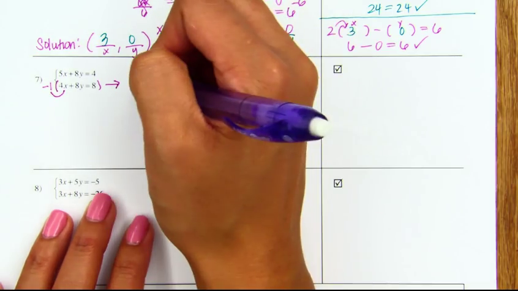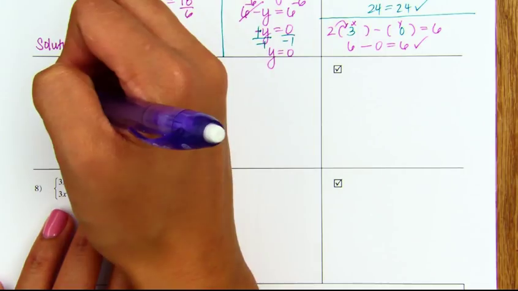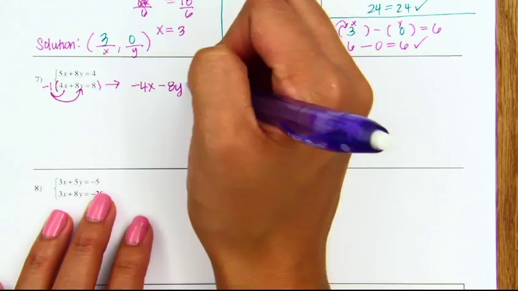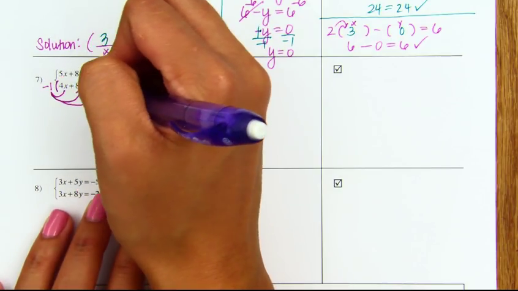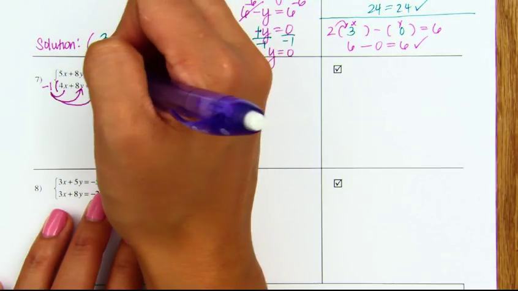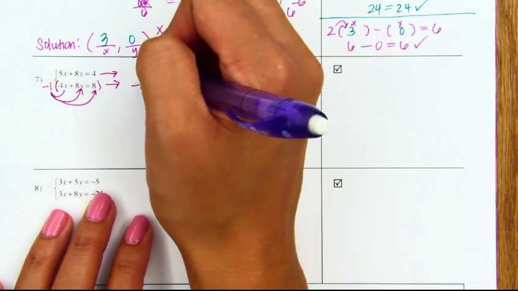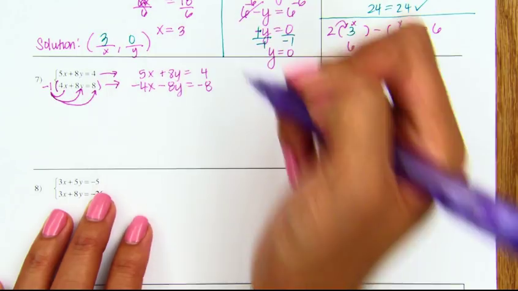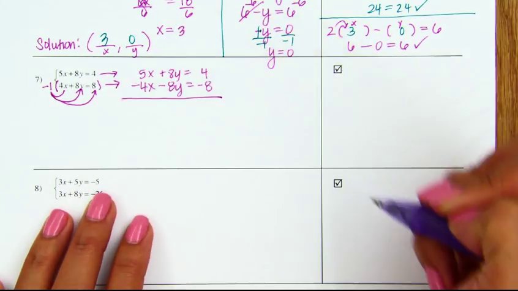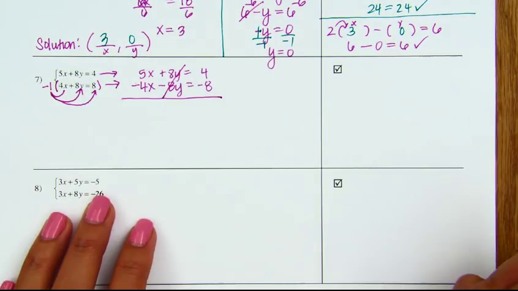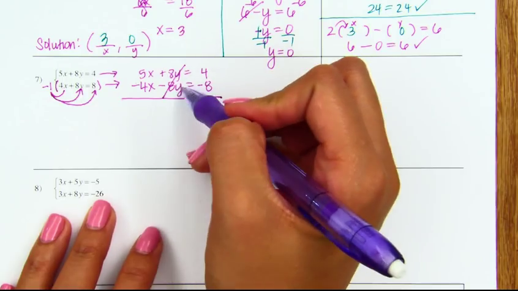We're going to distribute to every term. -1 times 4x is -4x. -1 times 8y is -8y. And -1 times 8 is just -8. I'm going to keep the first equation exactly the way it is, so 5x plus 8y equals 4. Now something that you're going to notice is I've successfully eliminated the y's, because positive 8y minus 8y is 0.